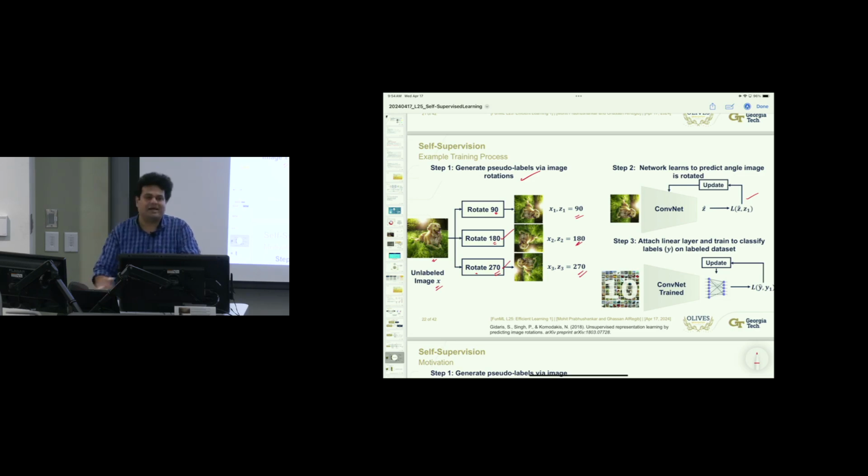Your ConvNet, or any kind of architecture that you want, is going to create this loss function between Z cap and Z1, and you're going to update it based on the normal supervised learning that we have. Once this is done, we can add a simple linear layer on top of this ConvNet.